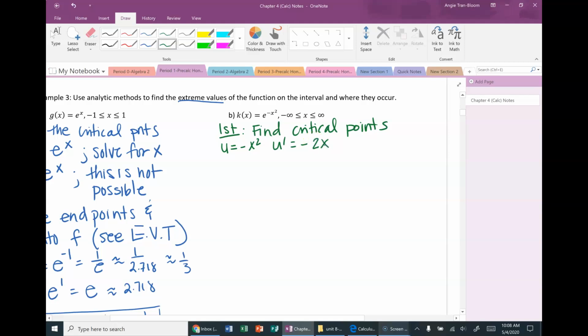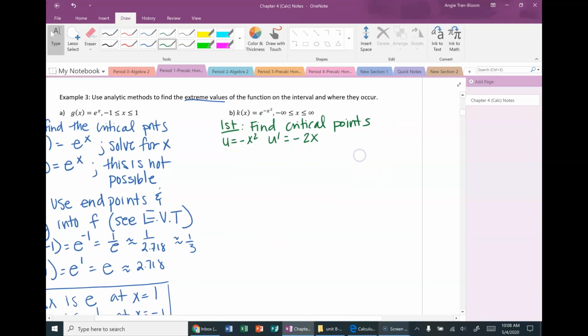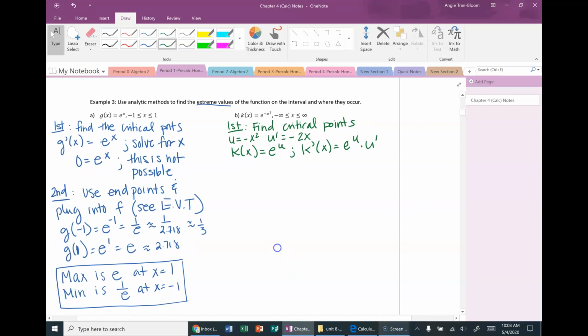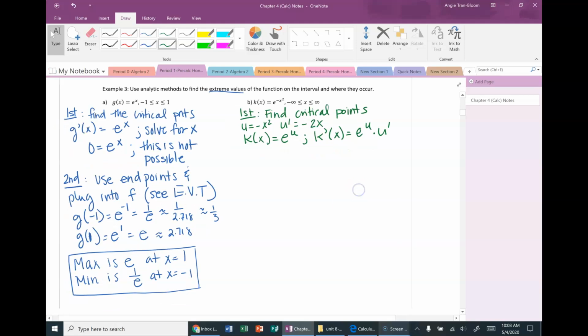I'm pinching in a little bit because it tends to freeze on me if it's too stretched out. Then that means my k of x equals e to the u. The derivative, which is k prime of x, equals e to the u times u prime. Okay, so let me pinch it in one more time to see if it stopped freezing on me.